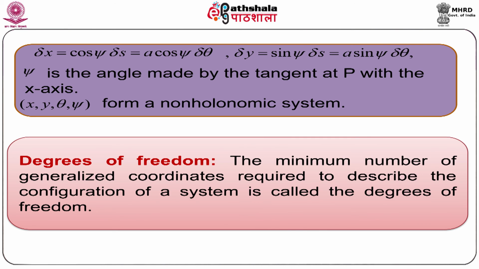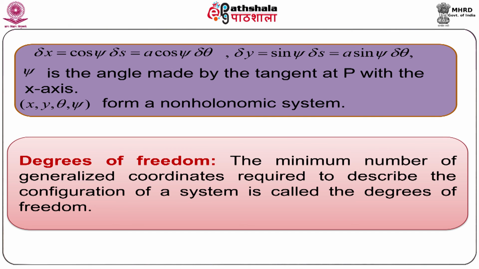If the coordinates of P are given by x and y, and if the tangent at P makes an angle psi with the x-axis, then delta x equals cos psi into delta s, equal to a cos psi into delta theta, whereas delta y is given by sin psi into delta s, equal to a sin psi into delta theta. The coordinates x, y, theta, psi form a non-holonomic system.